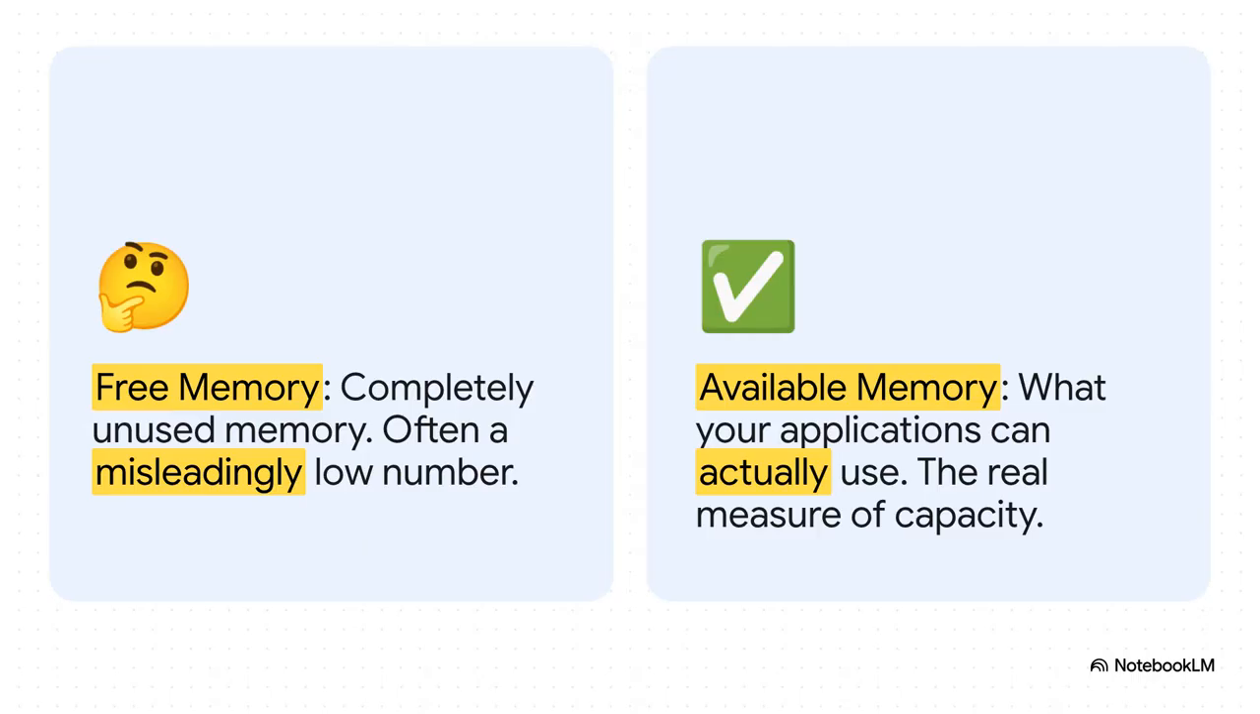Okay, so here's the crucial part. Whatever you do, don't look at the free column and panic. See, Linux is really smart. It uses memory that would otherwise be sitting idle for caching files to speed things up. The number you actually care about is available. That's the real amount of memory your applications can grab and use right now.